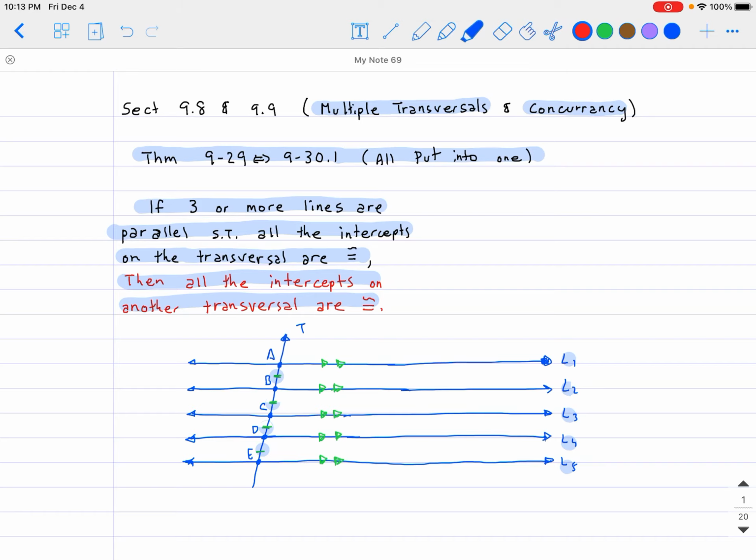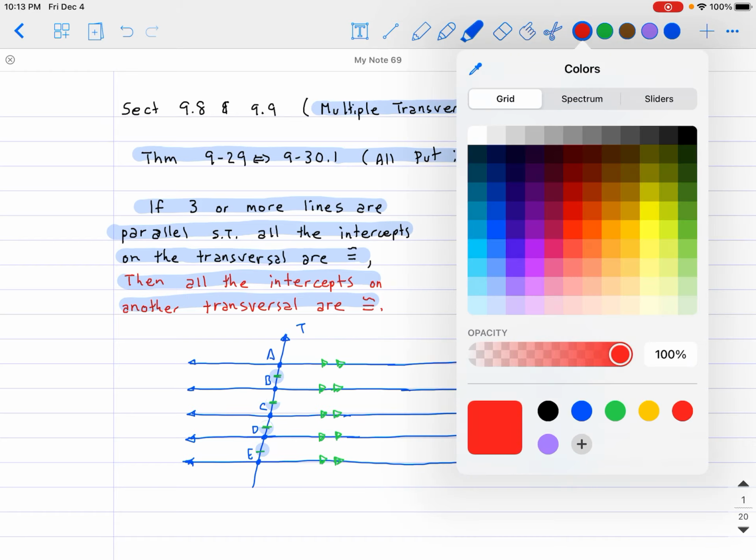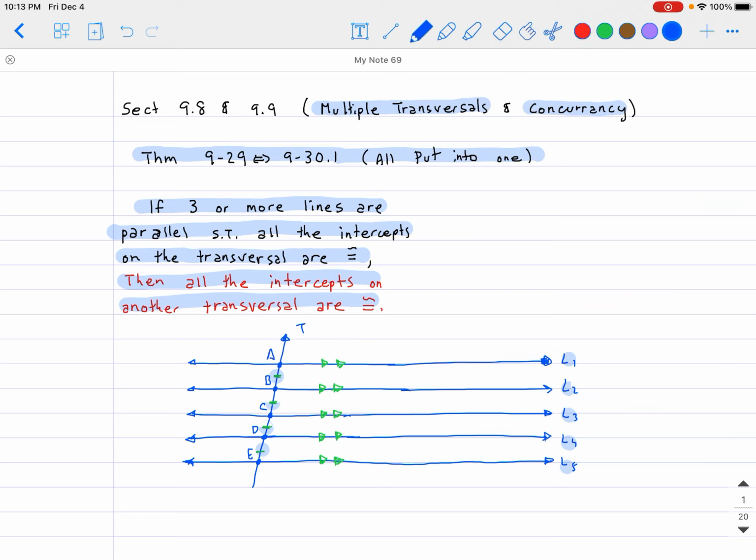Now, if you have a whole bunch of parallel lines such that the transversal cuts them into a whole bunch of congruent segments, then according to this theorem, if I make another transversal somewhere out here, which doesn't necessarily have to be parallel to that one, just some other transversal that cuts through all of the other lines the same way, then the conclusion is that all of these segments should also be congruent to each other.